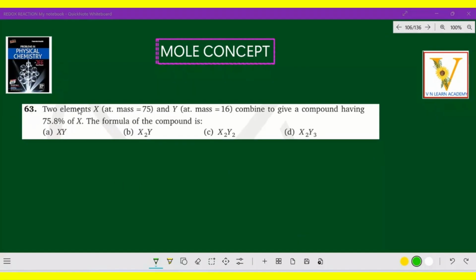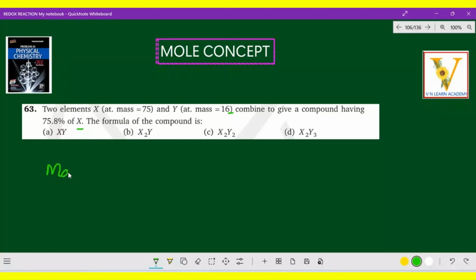The next question: elements X and Y. X atomic mass is 75 and Y atomic mass is 16. Combined to give a compound having 75.8% of X, and the formula of the compound is. Actually, this is a very simple question. They have given the percentage mass of X, and Y we have to identify. Now let us assume the mass of the compound is 100 grams, so that we can easily identify the formula of the compound, right?